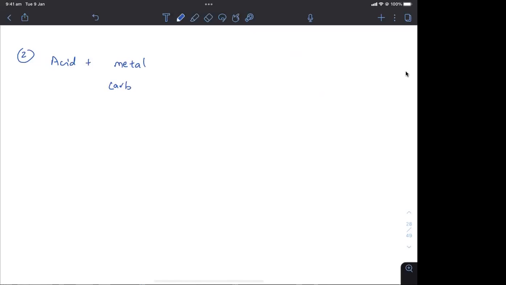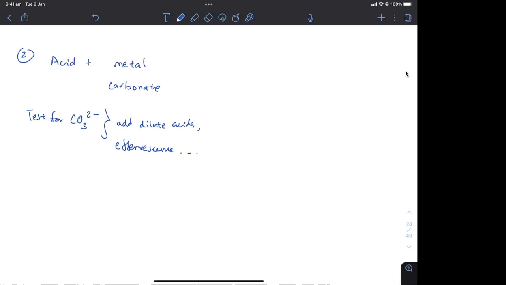Now, just now, you have the test for carbonate. I hope you remember that in your qualitative analysis, carbonate, CO3 2 minus, you add any dilute acid, doesn't matter which acid, and this is what you will see. You will get effervescence. Effervescence means a lot of bubbles. EFFERVESCENCE. If you don't like that word, you can use rapid bubbling. It's not just bubbles, it's rapid, very, very fast.